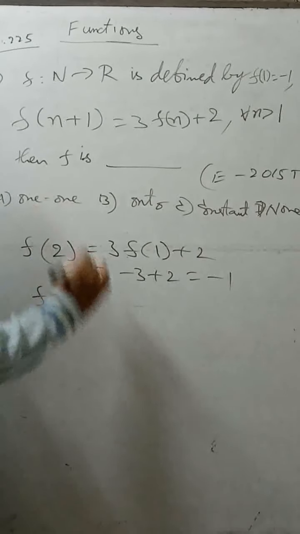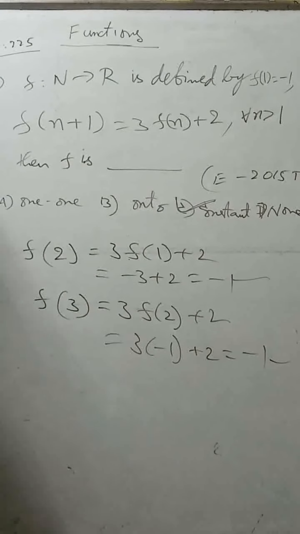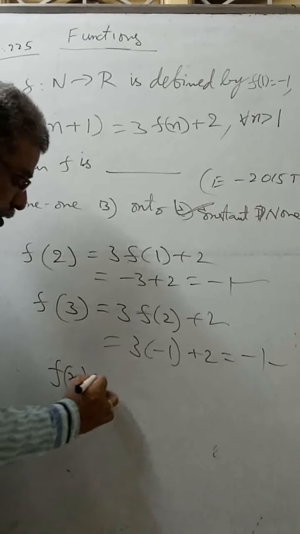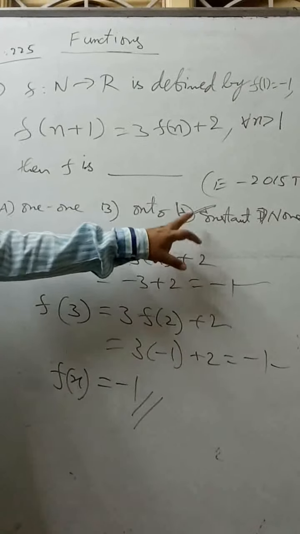Similarly, if I substitute in place of n, 2 plus 1, f of 3 equal to 3 into f of 2 plus 2. Again 3 into f of 2, which is minus 1 only. So minus 3 plus 2, again minus 1. Like this, we always get the fixed value minus 1. So it is a constant function, such that f of x is equal to minus 1 is the required function. So our option is C.